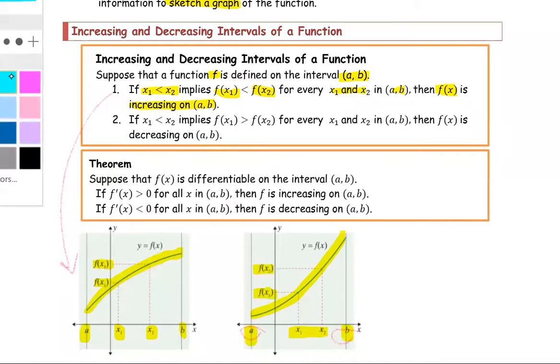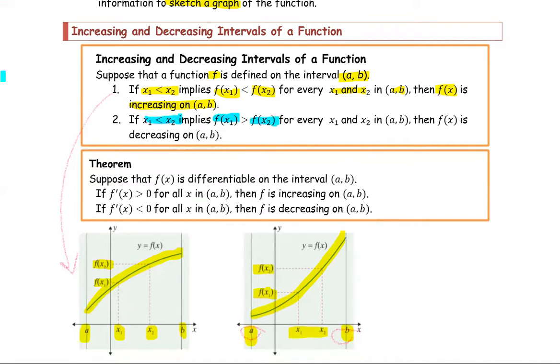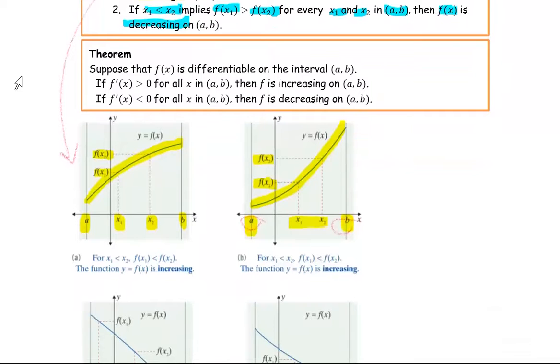For the second definition, if x1 less than x2 implies the function value at x1 is greater than the function value at x2, which is opposite of definition part 1, for every x1, x2 in the open interval (a,b), then the function is decreasing instead on an open interval (a,b). Let's look at this graph.